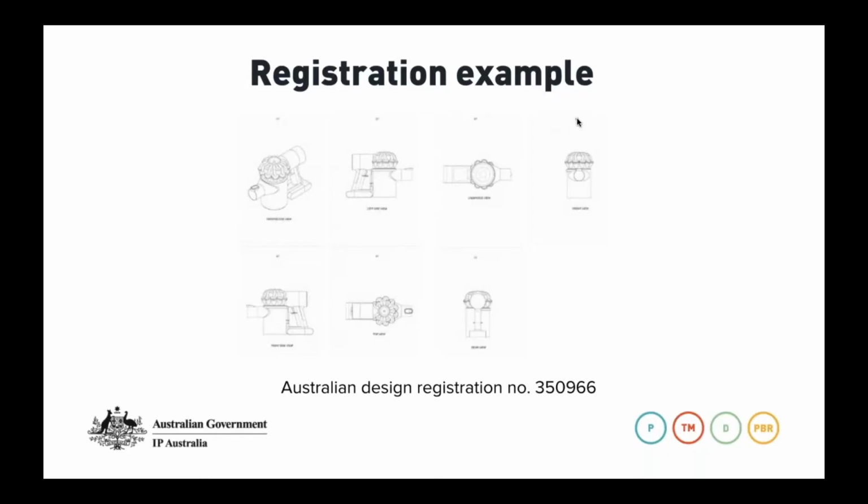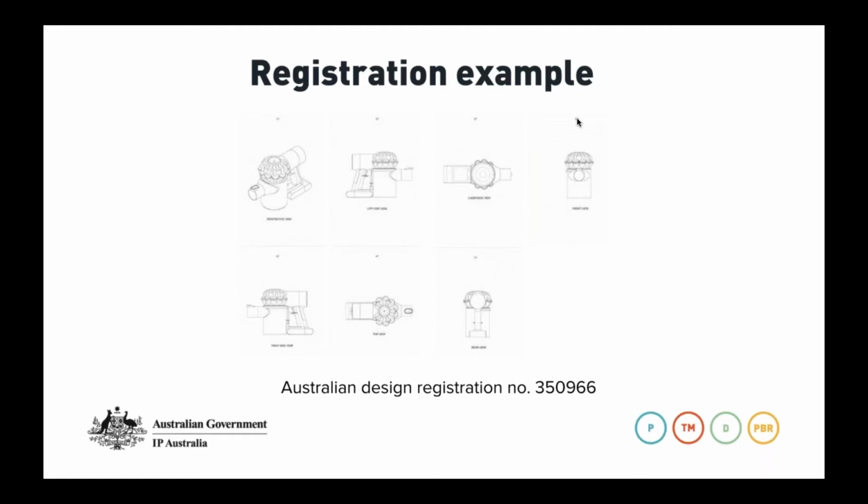This is a really good example of a registered design right. Some of you may recognize it. It's one of Dyson's handheld vacuum cleaner models. So it was filed and registered in 2013, and it was certified in 2014. And it's a really good example of how design rights are concerned with only the visual features.